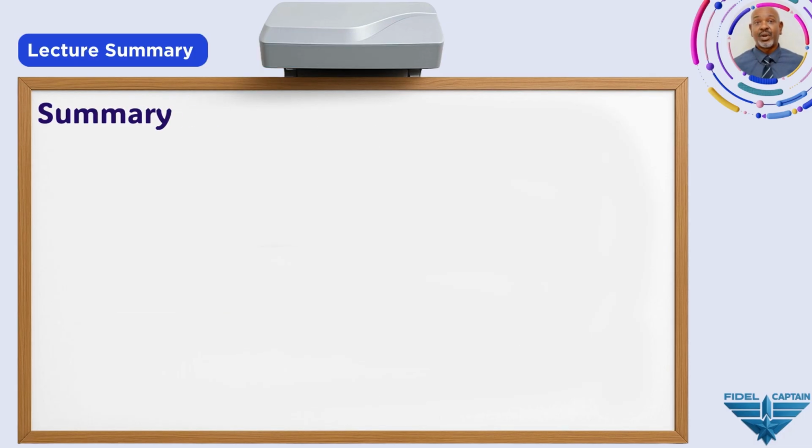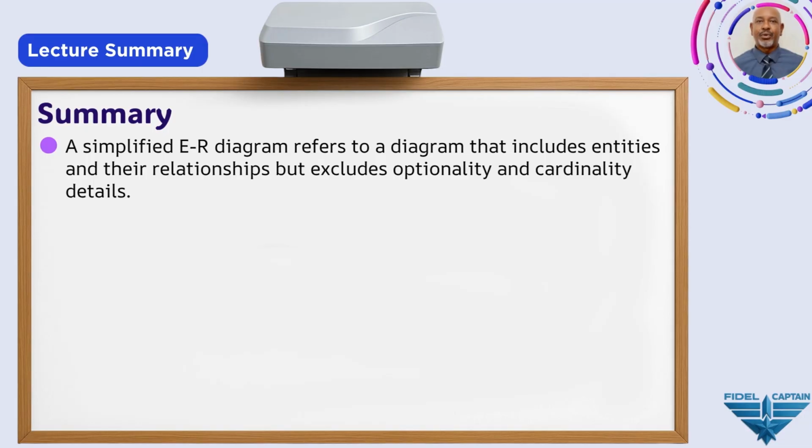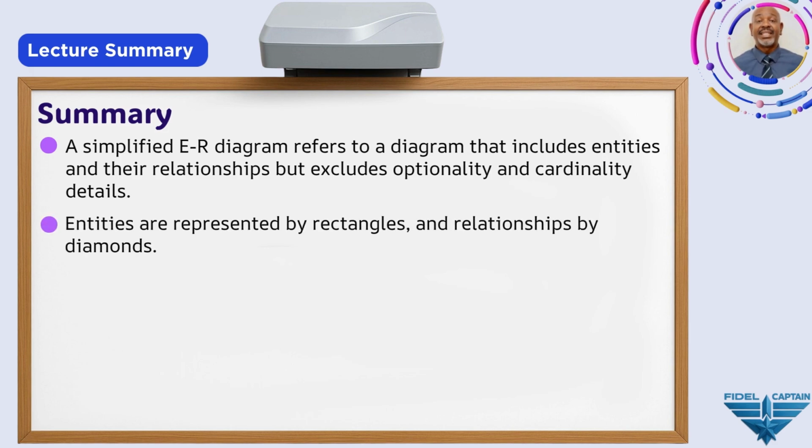Here is a summary of what we covered in this lecture. A simplified ER diagram refers to a diagram that includes entities and their relationships but excludes optionality and cardinality details. The notation used in these lectures aligns with standard conventions. Entities are represented by rectangles and relationships by diamonds. Each rectangle contains the name of the entity at the top, followed by its primary key, indexes, and other relevant attributes, and the diamond includes the name of the relationship.